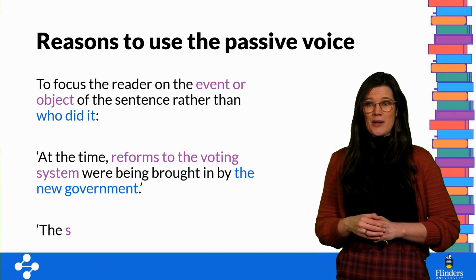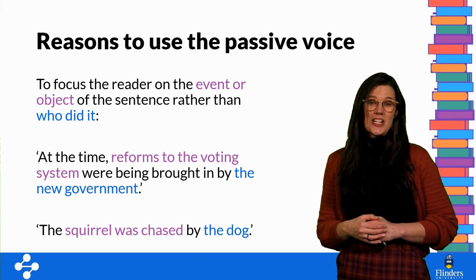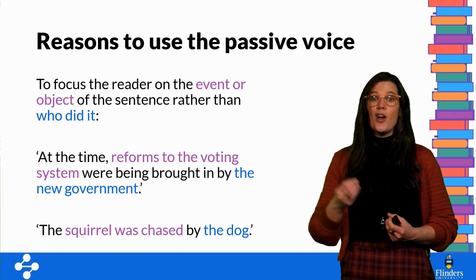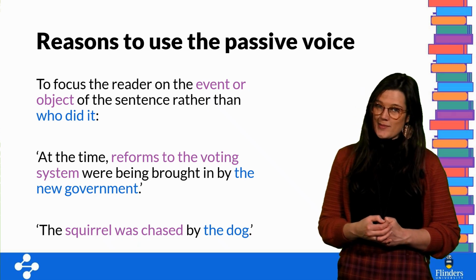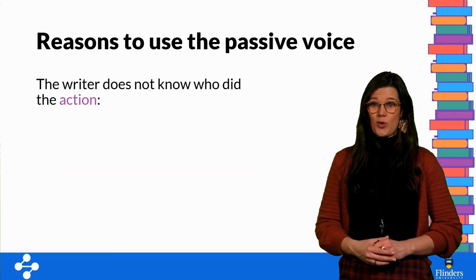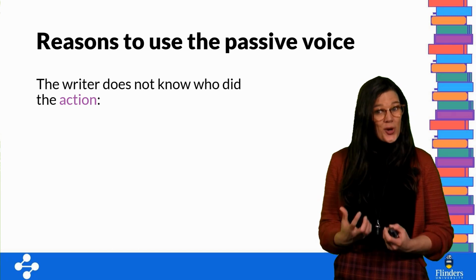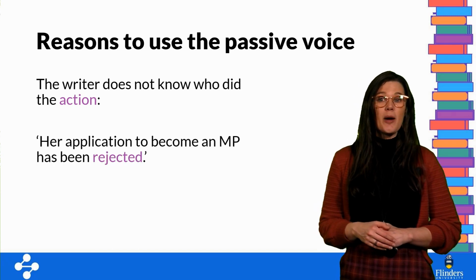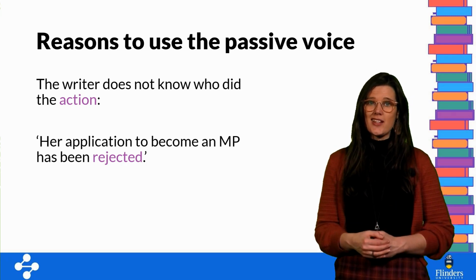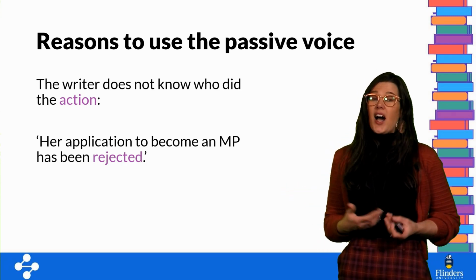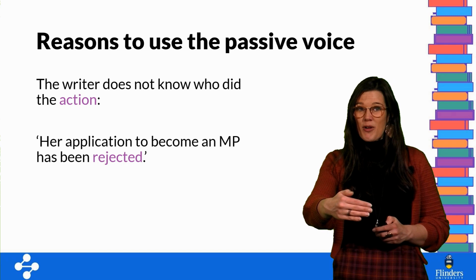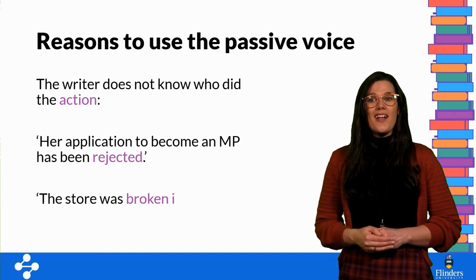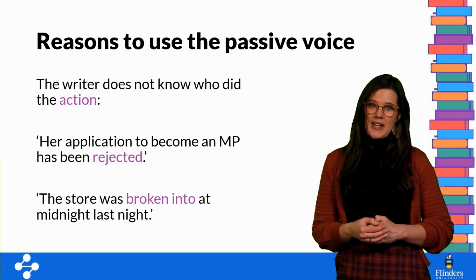Or a much simpler example, the squirrel was chased by the dog. In this case, again, I'm probably writing about the squirrel rather than writing about the dog. Another very common use of the passive voice is when we actually don't know who did the action. For example, her application to become an MP has been rejected. Who was it rejected by? I probably don't know, especially if I'm on the other end of that application process. Or the store was broken into at midnight last night.